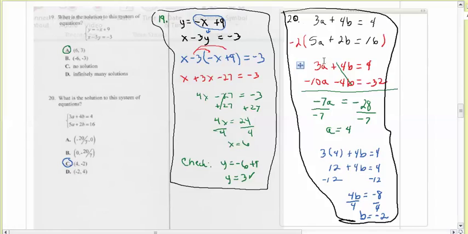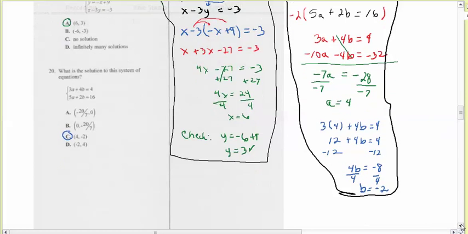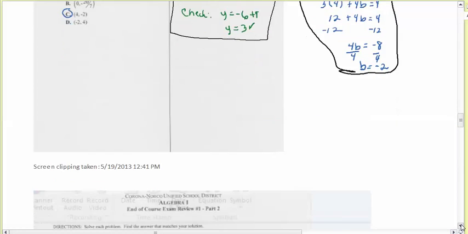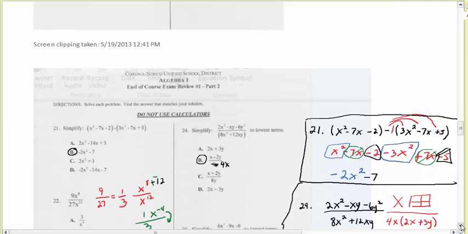I eliminated. I added that together to get negative 7a, and I put that together to get a negative 28. I divided by negative 7 on both sides to get a 4. Then I take that 4 and plug it in to figure out what my b was, and my b is negative 2. So it's letter C. Okay, again, if you need to stop and study what I did, stop and study what I did.